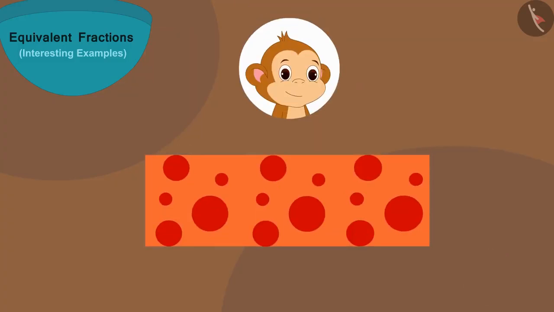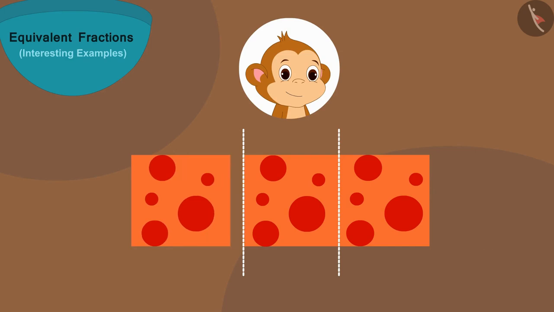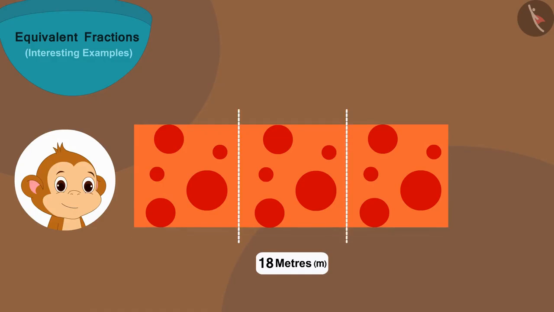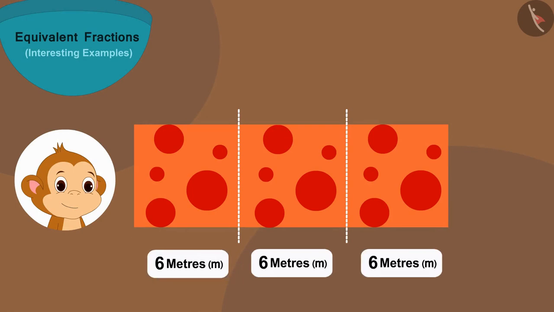Absolutely right. In this way, Babban will cut his cloth into 3 equal parts and take 1 part from it. And that would be 1/3 of the cloth. If we divide 18 meters into 3 equal parts, each part will be 6 meters long. If you wish to, you may see. This first part is 6 meters.